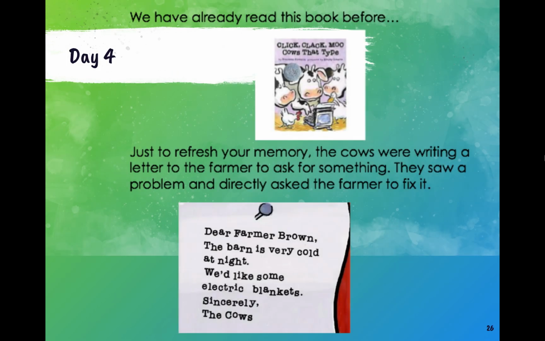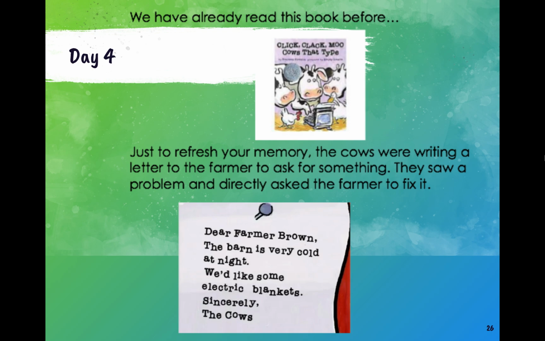Remember this book that we read before called Click, Clack, Moo, Cows That Type? Just to refresh your memory. The cows were writing a letter to the farmer to ask for something. They saw a problem, and guess what they did? They directly asked the farmer to fix it.